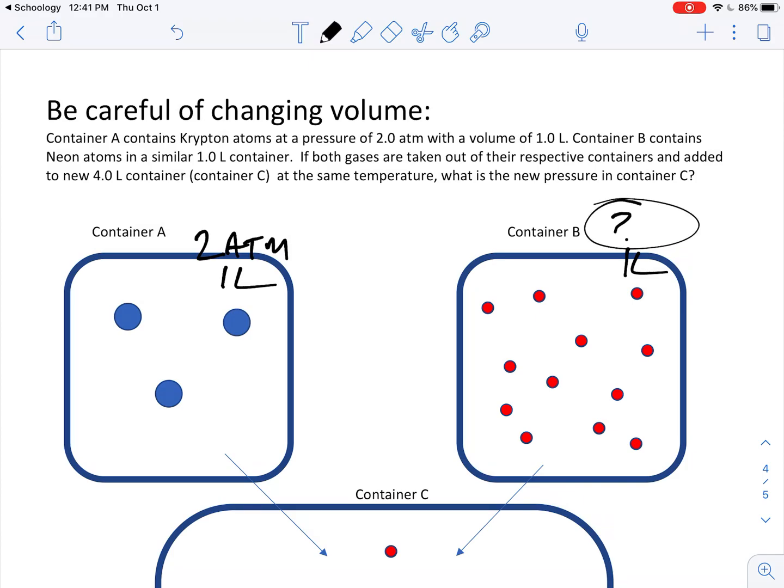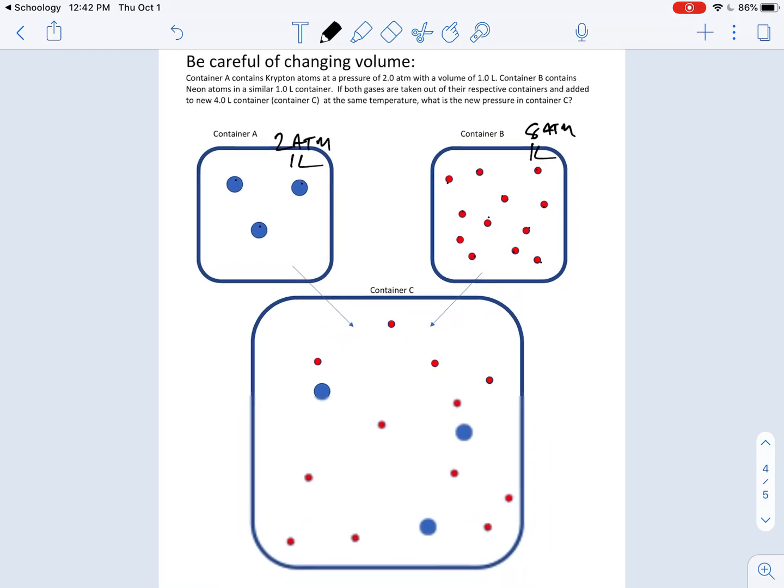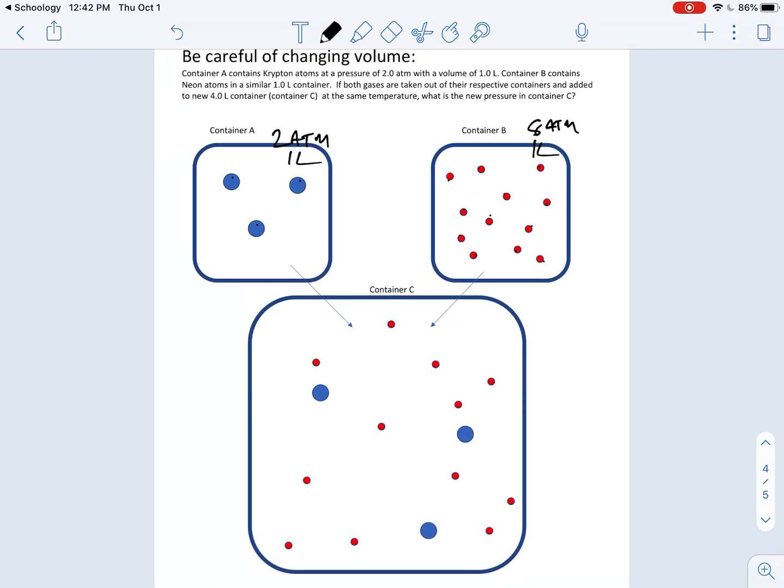But you don't have to have it, because this is 3 individual particles, and this is going to be 1, 2, 3, 4, 5, 6, 7, 8, 9, 10, 11, 12. So that's 4 times as much, and so because there are 4 times as many particles that are present, you can infer that this is 8 atmospheres worth of neon atoms that's there. Now what they're going to do is they're going to take this and shove both of these containers into a new container, and that new container is actually a 4 liter container.